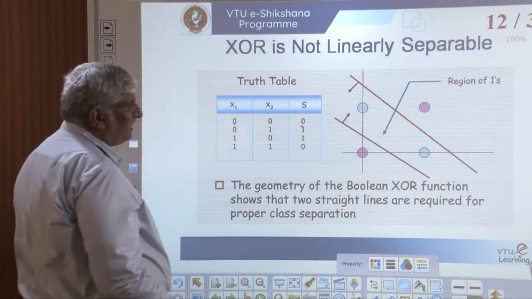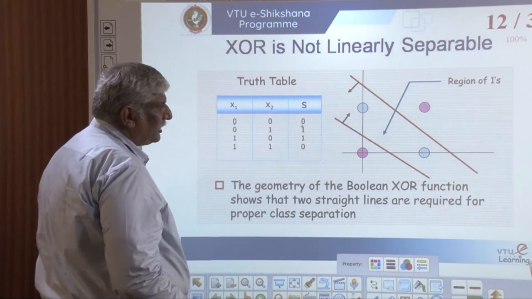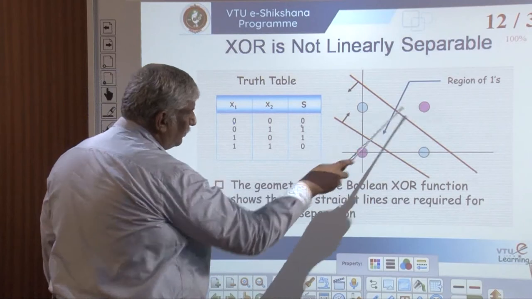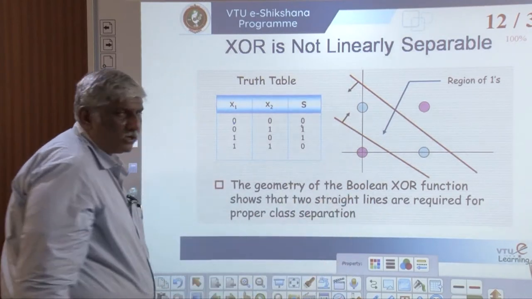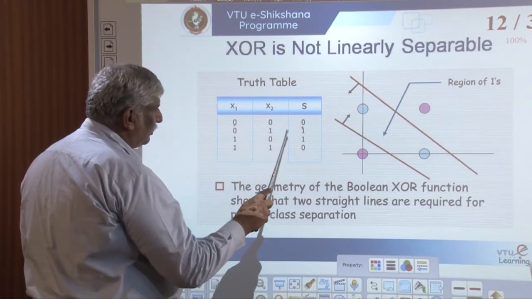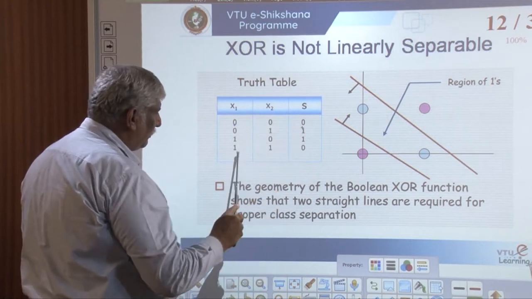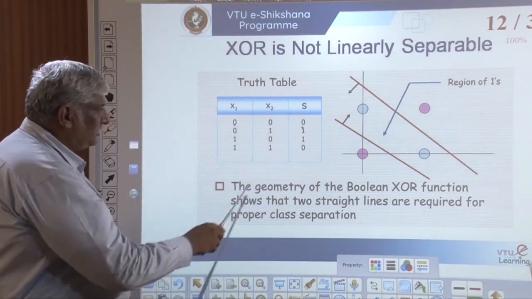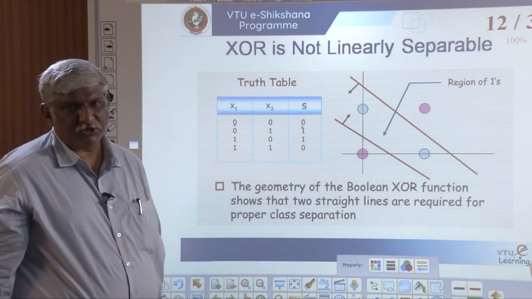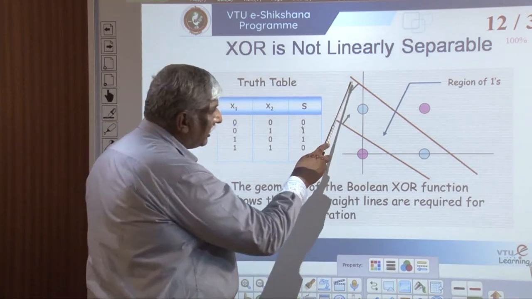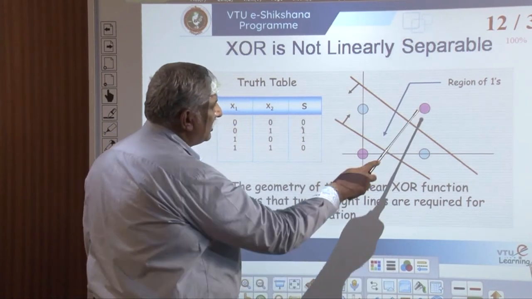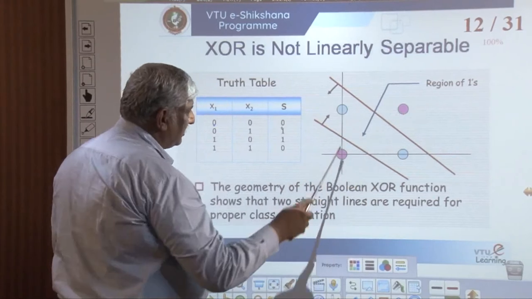Now, if you draw the same thing in the same graph, here we can see 2 pink lines and 2 blue lines available. So, here again for 0, 0, the output is going to be 0. For 0, 1, the output is going to be 1, for 1, 0, the output is going to be 1, and for 1 and 1, the output is going to be 0. So, the geometry of this Boolean XOR function shows that two straight lines are required for the proper separation of these two classes. So, I can't have one such classification, I need two straight lines, so that I should be able to classify the region of 1s and the region of 0s.